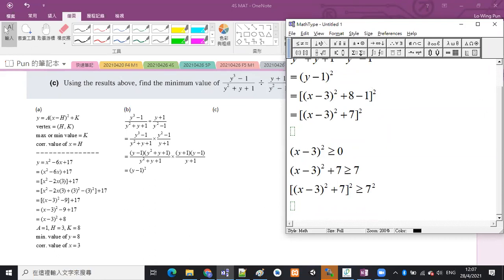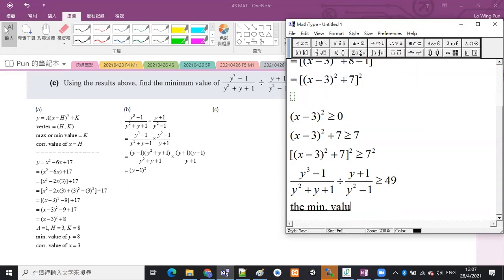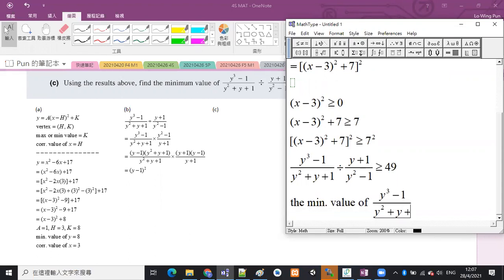But what is the left-hand side now? It is already the question. So that is y cubed minus 1 over y squared plus y plus 1 divided by y plus 1 over y squared minus 1, which is always larger than or equal to 49. So this thing is always larger than or equal to 49, which means that the minimum value of this expression is 49. That is the answer.